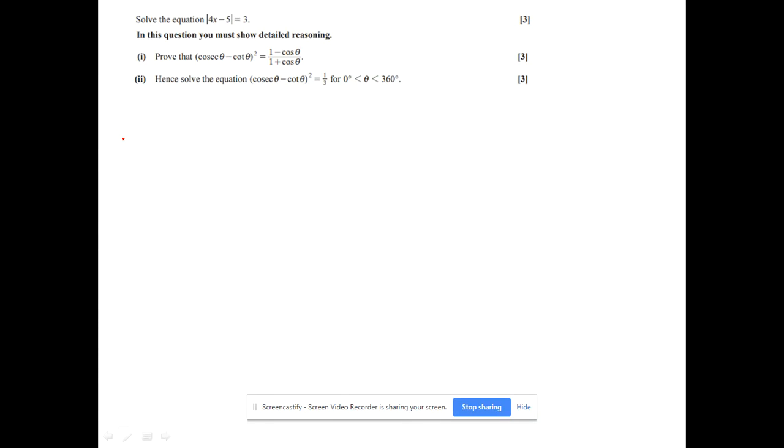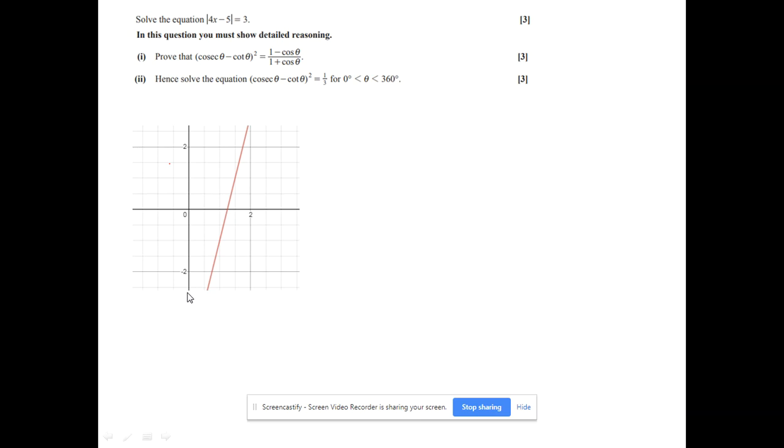Okay, so in the first question, we've got solve the equation modulus of 4x minus 5 equals 3. So first of all, we just think about the sketch of this, and I just end up going for drawing it rather than using the computer program to draw the graph. So we'd have 4x minus 5 as shown here, going past minus 5. And what the modulus basically does is it puts that back up so we don't end up with negative answers.